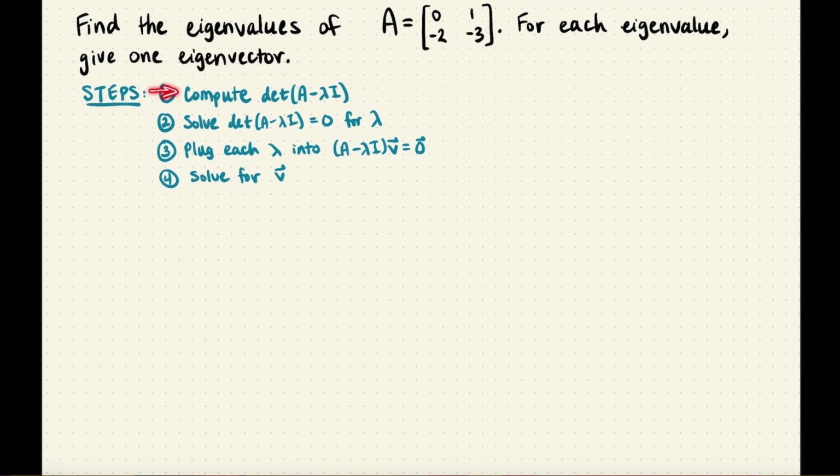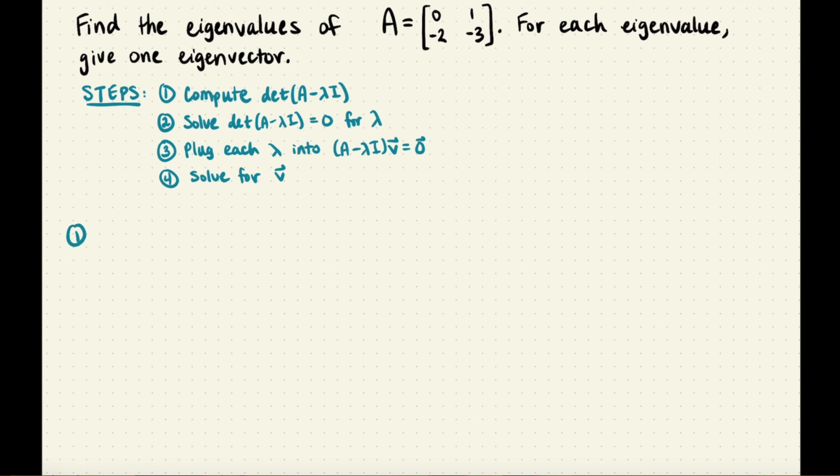So first, we compute this quantity, the determinant of A minus lambda times the identity. Then we'll solve this equation, so determinant of A minus lambda I equals 0. So whatever we get from step 1, we'll set that equal to 0 and solve for lambda. So these two steps give us our eigenvalues. To find the eigenvectors, we plug in each lambda to this equation, A minus lambda I times the vector V equals 0, and we'll solve for V, and V will be our eigenvector. So let's go ahead and get started.